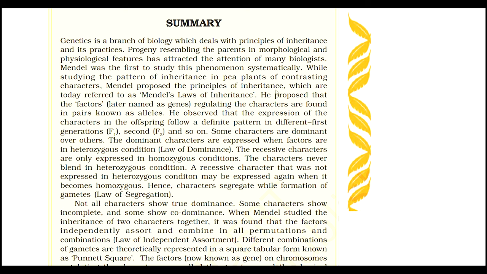He proposed that the factors, later named as genes, regulating the characters are found in pairs known as alleles. He observed that the expression of the character in the offspring follows a definite pattern in the different generations: first generation F1, second F2, and so on. Some characters are dominant over others. The dominant characters are expressed when factors are in heterozygous condition, which is the law of dominance. The recessive characters are only expressed in homozygous condition.